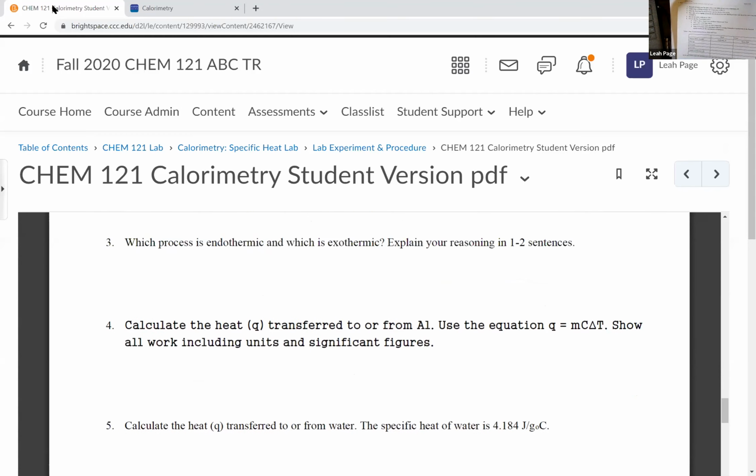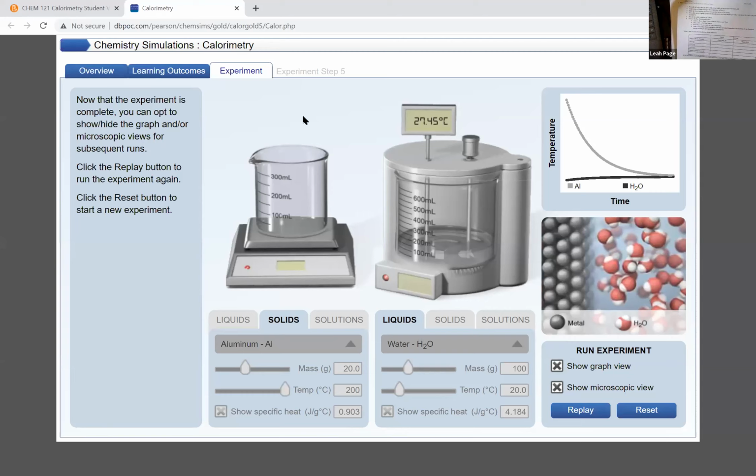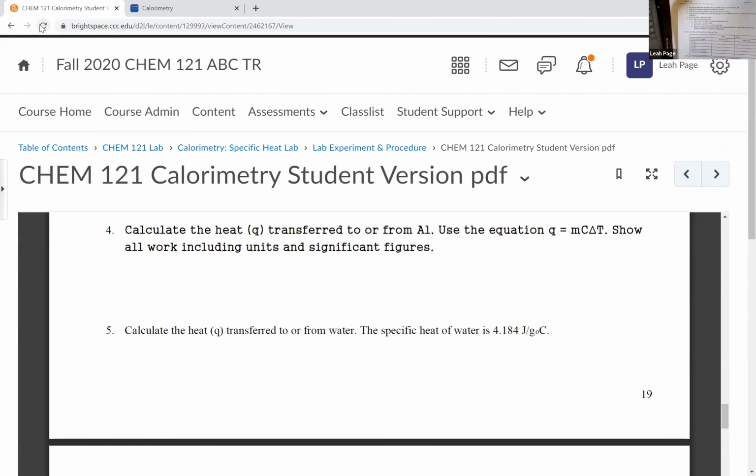When we get to number 4, it says calculate the heat transferred to or from aluminum. Use the equation. So we know the mass of the aluminum is 20 grams. We know the specific heat capacity of the aluminum because if we go back to our table, we clicked here that says show specific heat. So we know the specific heat of the aluminum, which is the 0.903. We know the change in temperature because we wrote it down in our table.